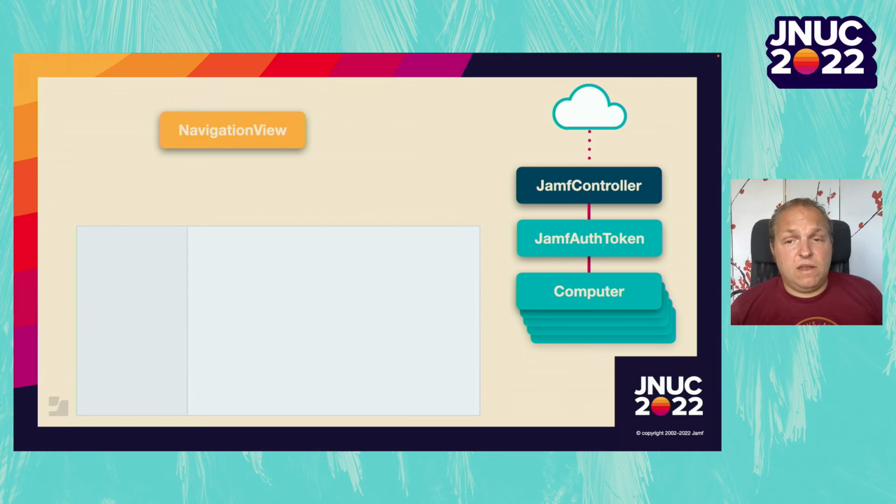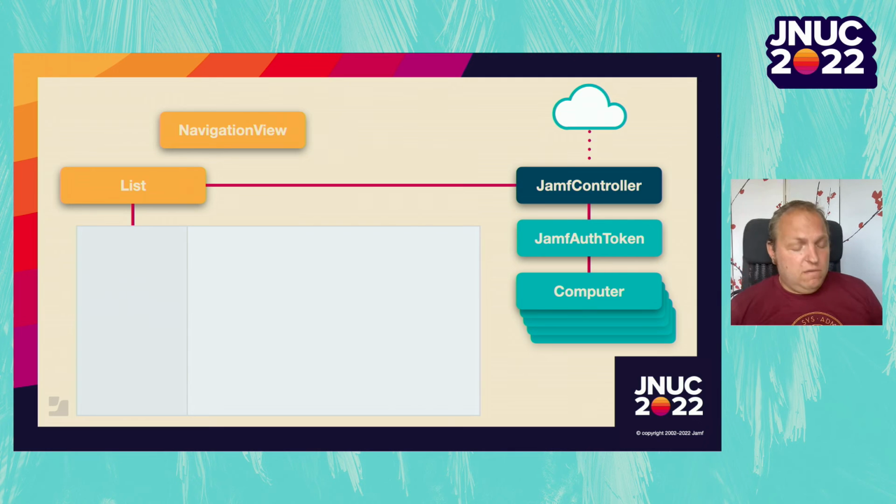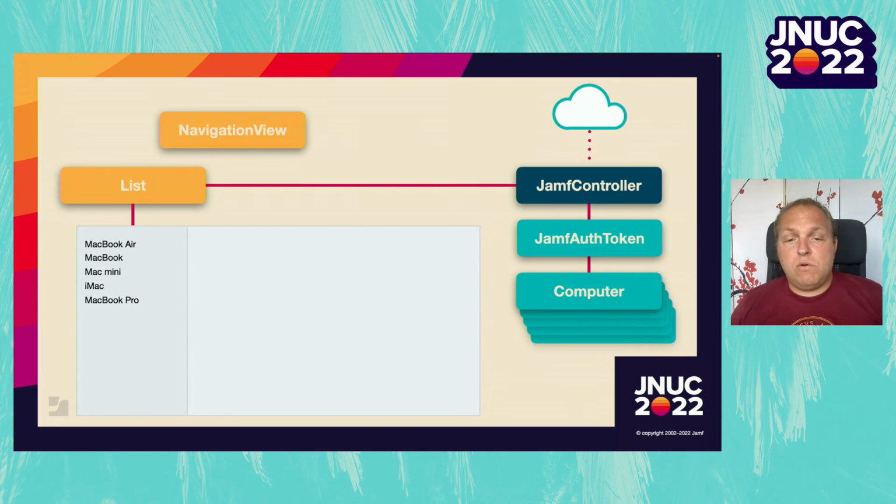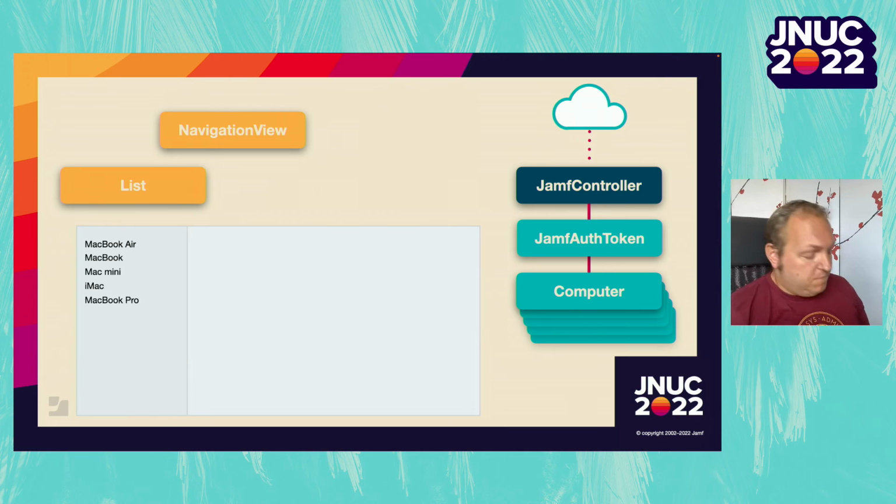Now we need to connect that to the navigation view. And there is a list object. I want to have a list on the right side, and there is a pre-made list object. I can connect the list object to the Jamf controller, and it will loop through all the computers and get out whatever I want to display, most probably the name. And then I get a list of names in my list object. That's fairly straightforward and actually very simple to do.